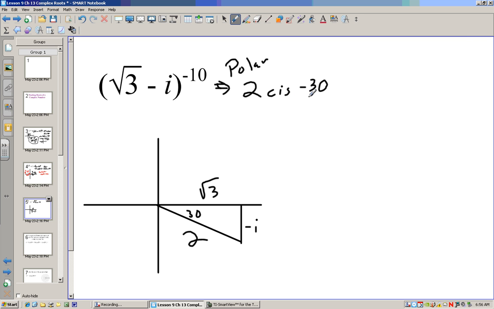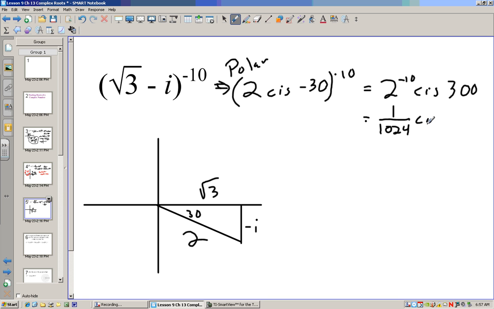All right, from here, we apply the negative 10th power. So this is 2 to the negative 10th cis negative 10 times negative 30, which would just be positive 300. Now, 2 to the negative 10th would be 1 over 1,024 cis 300.